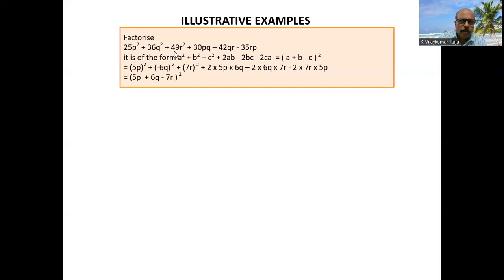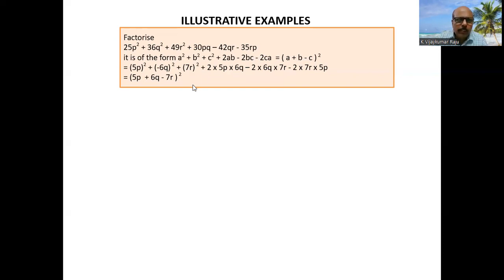Now, 5p whole square plus 36q whole square, there is a mistake here. Minus sign should have been here. 7r whole square plus 2 into 5p into 6q minus 2 into 6q into 7r minus 2 into 7r into 5p. So here the first term is 5p, second term is 6q, and third term is minus 7r whole square. This is the expansion.